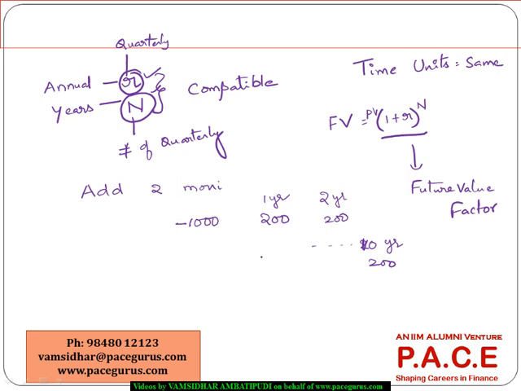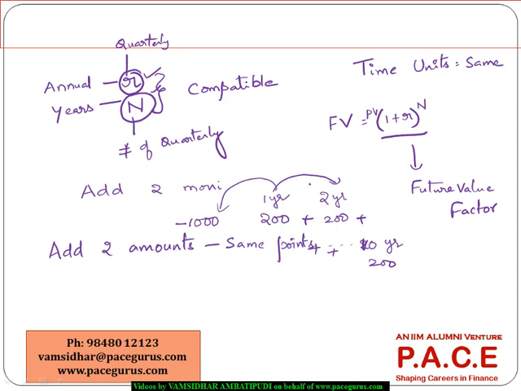Now to find out how much I have got, it's not correct to add up all these amounts which are actually occurring at different points in time. The important rule is I can add two amounts only if they are at the same point in time. If they are at different points in time, they need to be brought to one single time, either to the present or to the future, and only then they can be added.